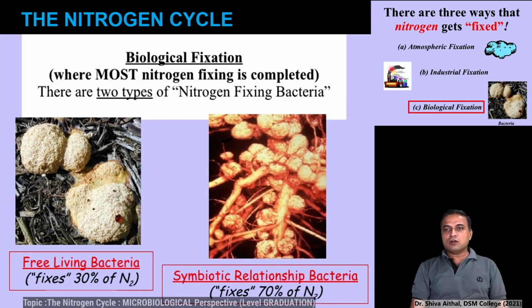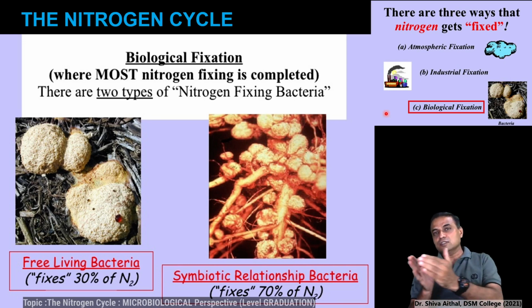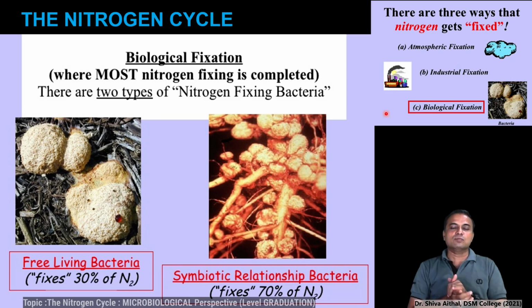The third is biological fixation, which we microbiologists are very much interested in. Biological fixation is the most important, complete form of nitrogen fixation, the process that is completed when nitrogen is biologically fixed. Okay, so there are 2 types of nitrogen fixing bacteria. Biological fixation primarily involves microorganisms, so we can say it is microbiological fixation. There are 2 types of NFB, that is nitrogen fixing bacteria.